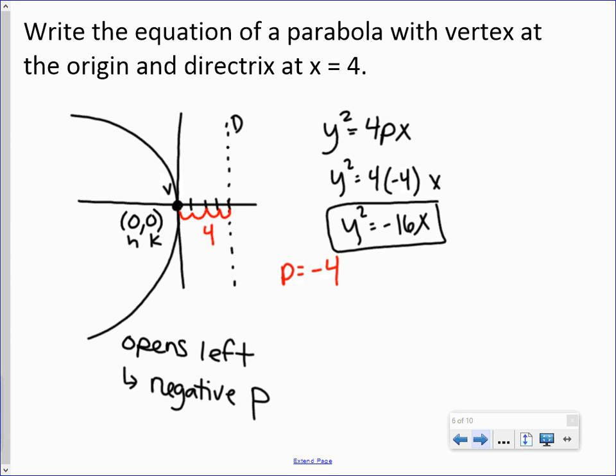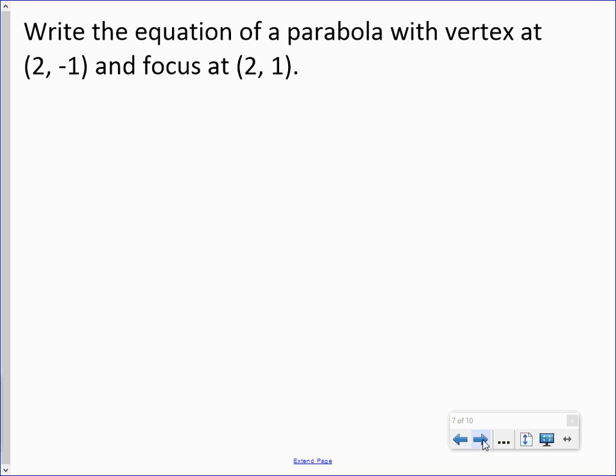Okay, I would like you to try another one. Same idea. I'm going to leave it to you to begin. This time, write the equation of a parabola with a vertex at 2, negative 1, and a focus at 2, 1. And you can start with a sketch and start deciding things. Feel free to talk amongst yourselves if you need to confirm your thoughts. Get as far into the equation as you can. What do you think the equation is going to be?